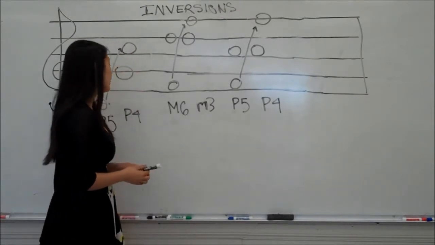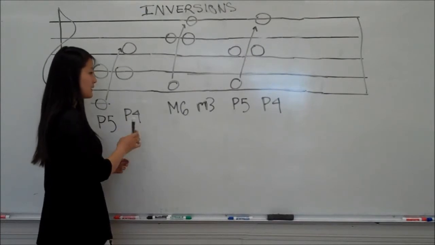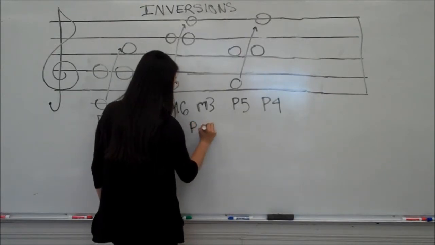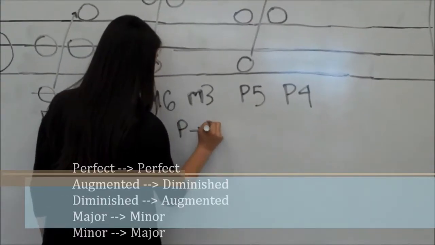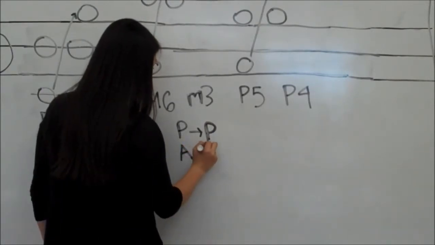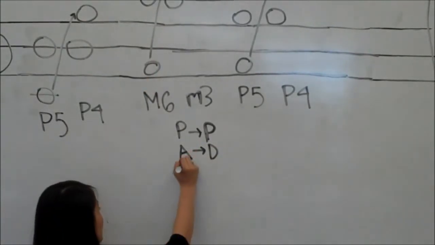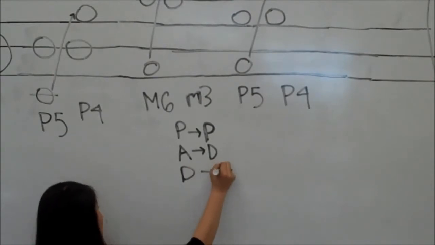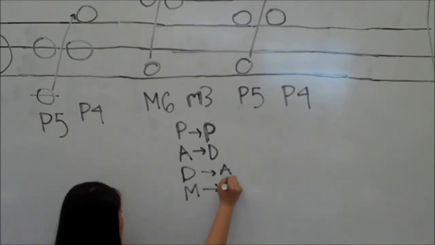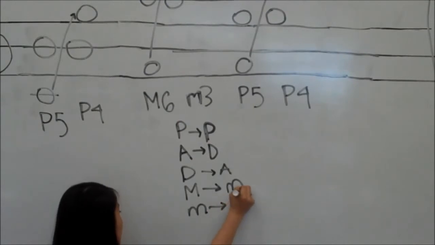And a way to figure out what the next type of inversion is: perfects always go to another perfect. Augmented always goes to diminished. Diminished always goes to an augmented interval. A major interval always goes to a minor interval. And finally, a minor interval always goes to a major interval.